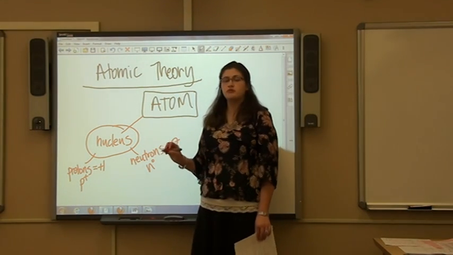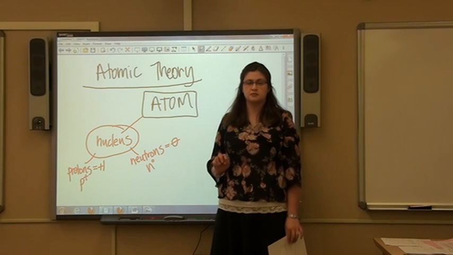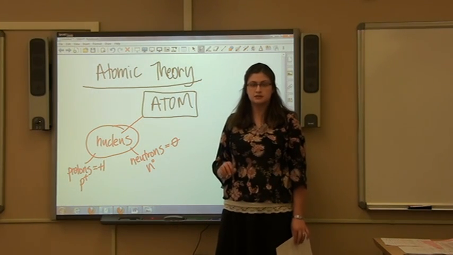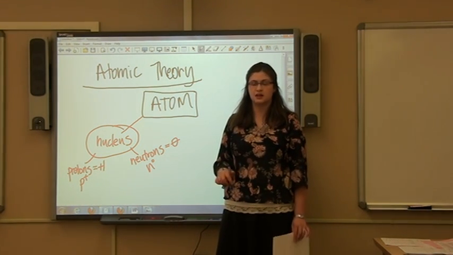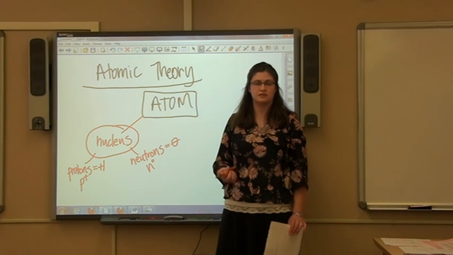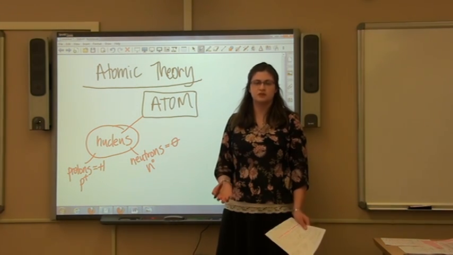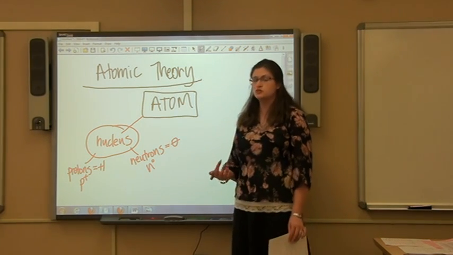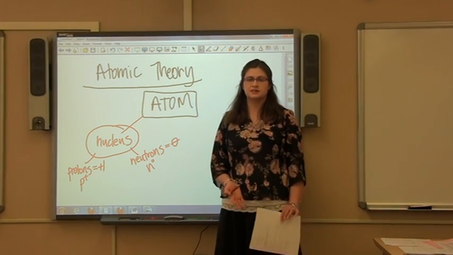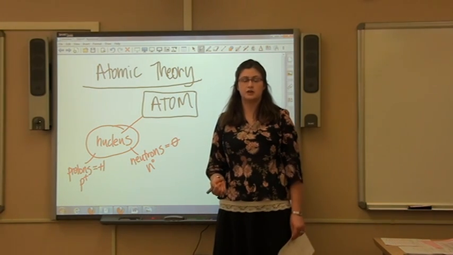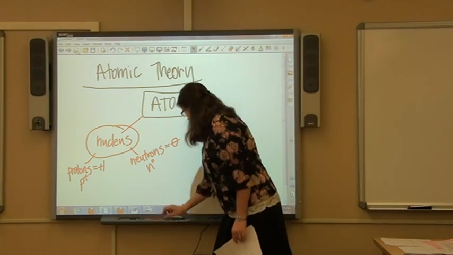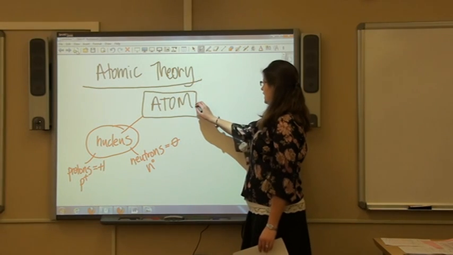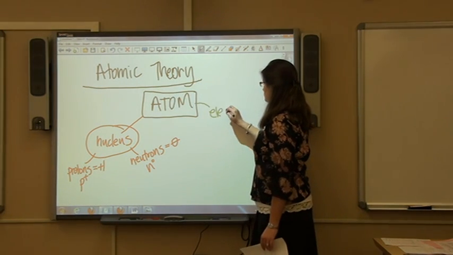The number of protons is what makes each element different from the next. So in order to differentiate between an element of gold and an element of copper, there are two different numbers of protons. The number of neutrons varies, but that's not important to an atom's identity. And the second part of the atom is what's called the electron cloud.